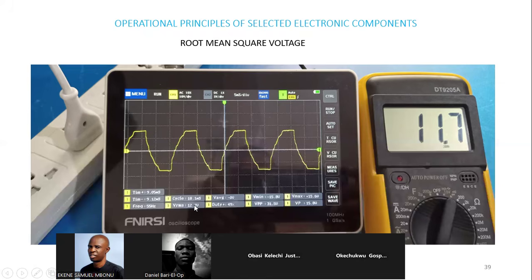This is the output of the step down transformer, 220 or 240 to 12 volts. Is that correct? Yes, sir. So our meter was reading 11.7 and the oscilloscope was reading 12.2. Of course, we don't expect the two to be the same, but it shows us that the meter was actually measuring the VRMS and not the peak voltage.